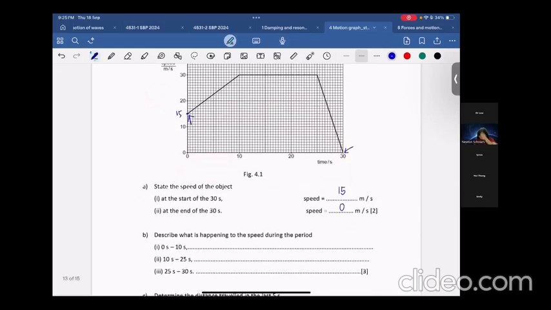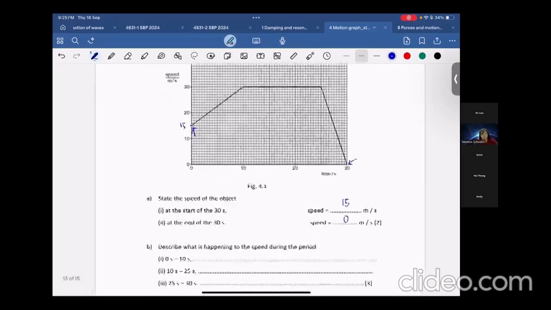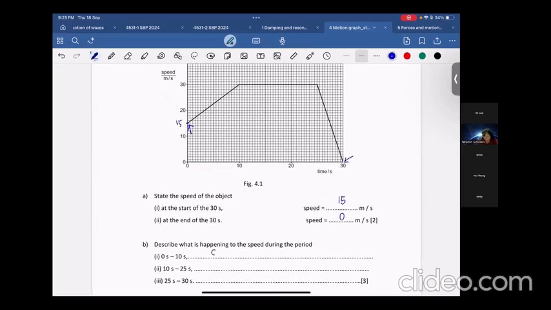Okay, can you describe what is happening to the speed during the period 0 to 10 seconds? And this one, just now we practiced a lot. Speed increasing and then constant gradient. So we say constant acceleration.